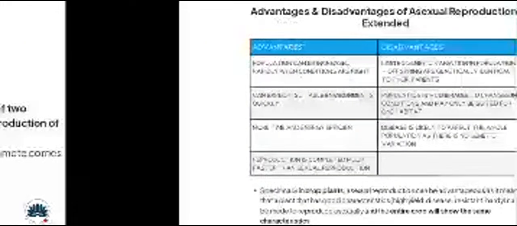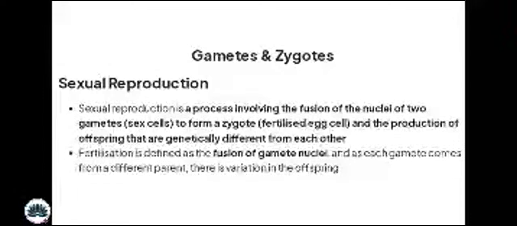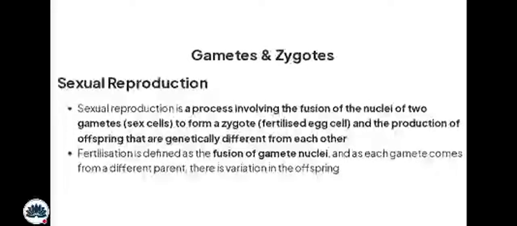Now what are gametes and zygotes? We are moving towards sexual reproduction. As I already told you, sexual reproduction is also called fertilization, as in human beings. Sexual reproduction is a process involving the fusion of the nuclei of two gametes or sex cells: one male gamete called the sperm cell, and a female gamete called the egg cell, to form a zygote, a fertilized egg cell. The egg cell is being fertilized, that's why it is called the fertilized egg cell. It results in the production of offspring that are genetically different from each other.